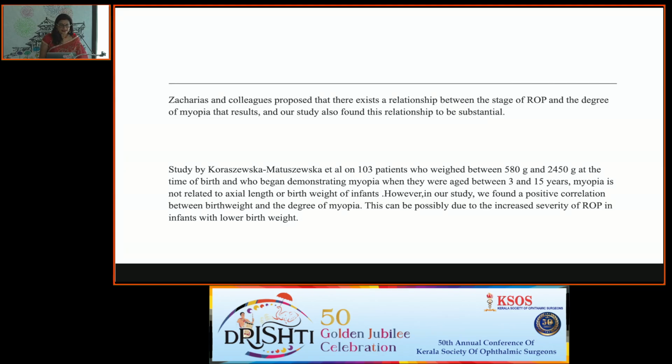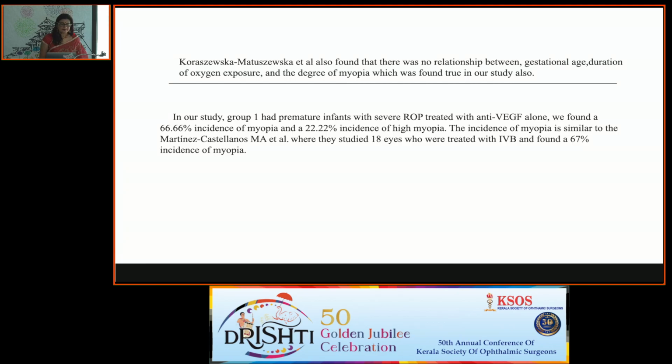Another study looked at 103 patients, and they found that myopia is not related to axial length or birth weight. But in our study, we found birth weight definitely had an effect on the degree of myopia. This could be because of the increased severity of the ROP with the lower birth weight. And other studies also have found there is no difference in gestational age, duration of oxygen exposure, and the degree of myopia. So in our study, we have found that severe ROP was there in patients who were treated with anti-VEGF alone. And this is similar to the Martinez et al. study, where they studied 18 eyes with bevacizumab and found a 67% incidence of myopia.